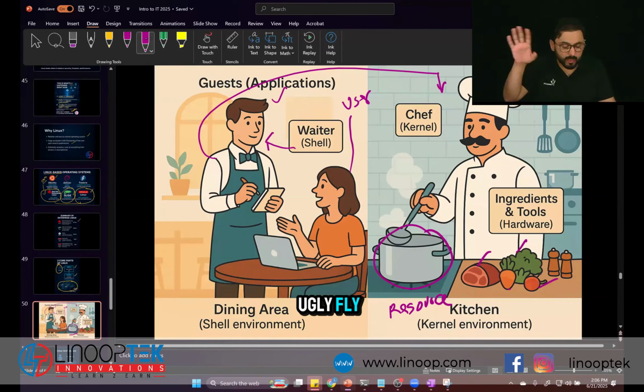Beauty fly or ugly fly? I would like to see some ugly flies. Beauty fly or ugly fly?